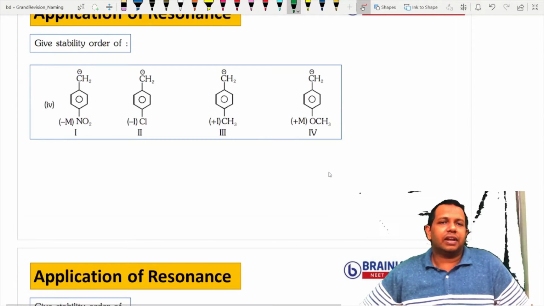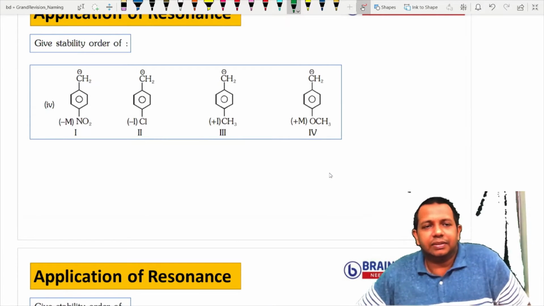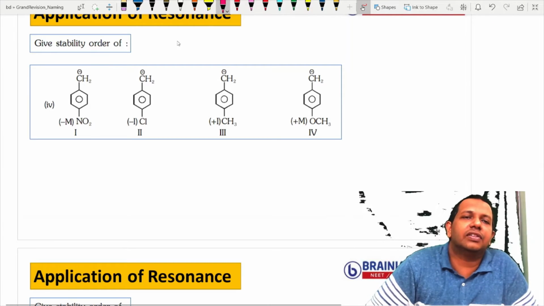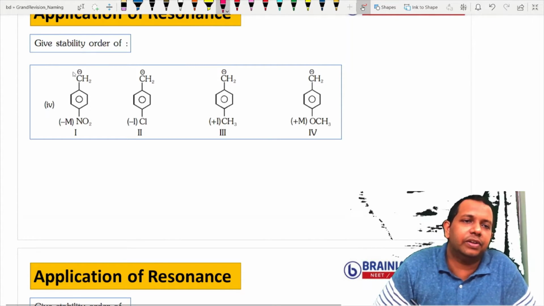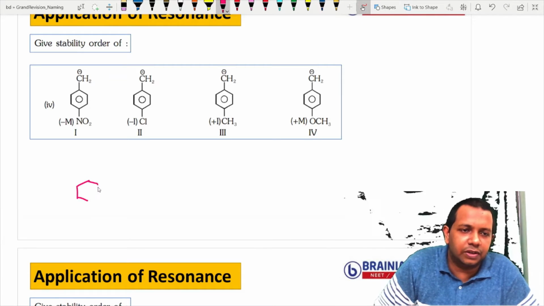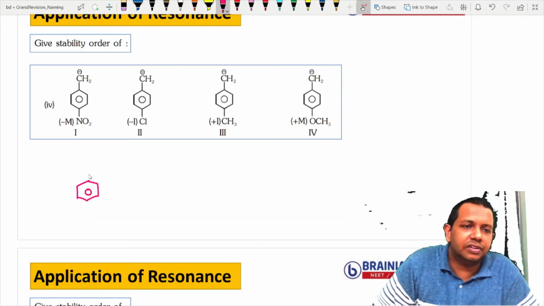Now let's try out the next question. Here there is a big difference. You can see in this question, instead of a carbocation, a carbanion is there. Then the whole logic will change. Listen. In the first species, you have CH2 minus present.